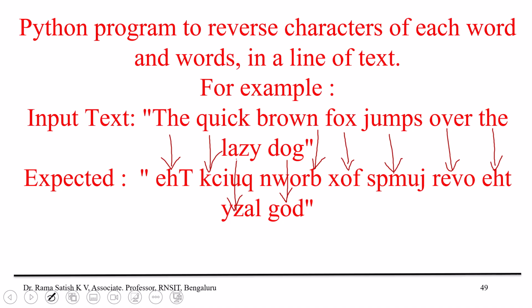This is the expected output. This is the input text. What do you do? How do you do? This is the question. So you have to reverse each word. That is the question. For that, I have already solved this problem. Directly we'll get into the solution. Let us dive into the solution directly.